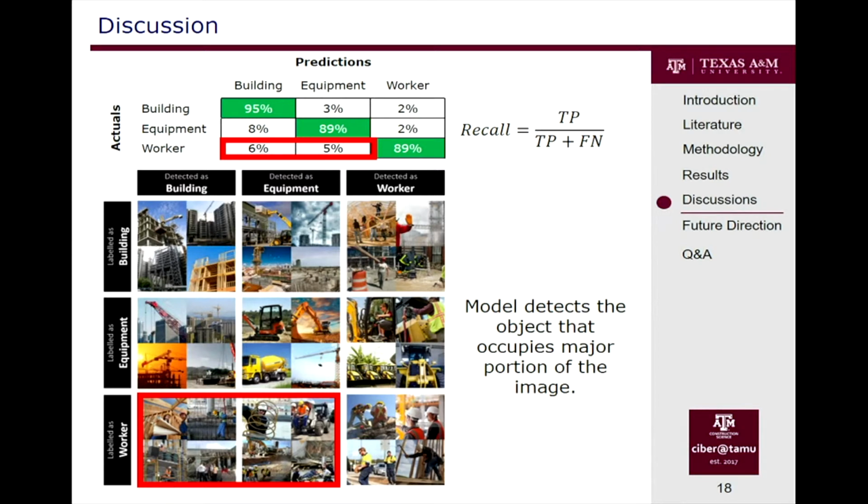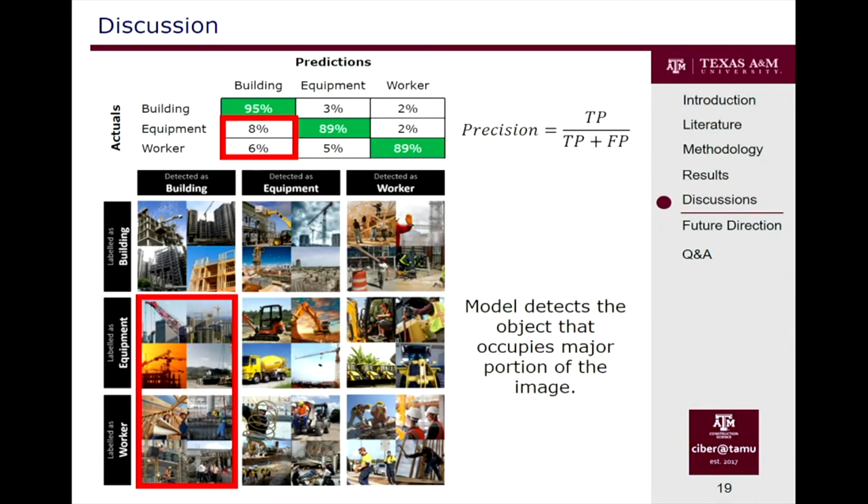Some of these confusions can be seen here. If you look at the rows of the confusion matrix, the rows represent recall numbers. You can see that some of the workers were identified as equipment or buildings. In 11% of cases, we identified equipment and buildings for images that were meant to be from workers, and that reduces the recall a little bit to 89%. Similarly, the columns of the confusion matrix are good representatives for precision. In this case, some of the equipment and worker objects were detected as building, and that creates about 14% inconsistency in the prediction, so that reduces the precision a little bit.